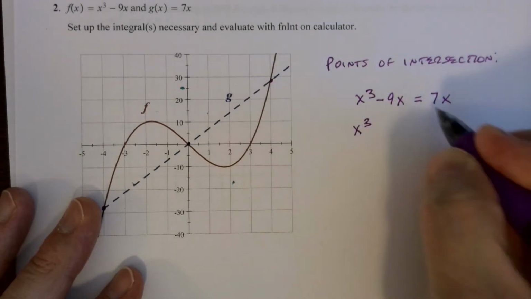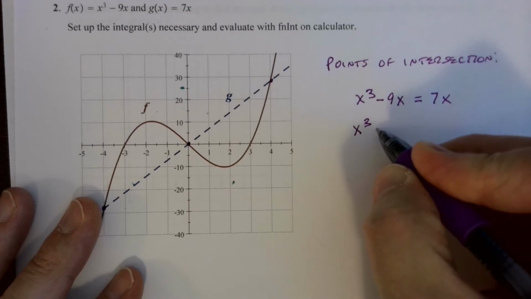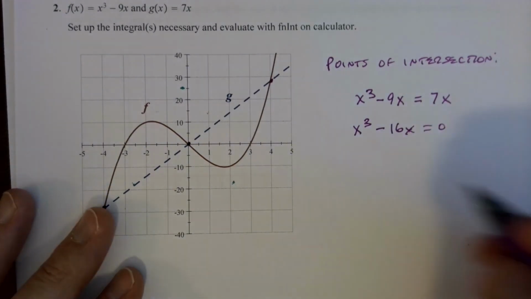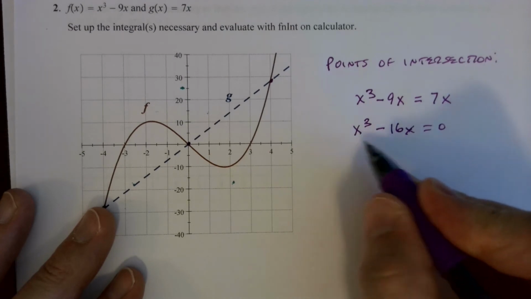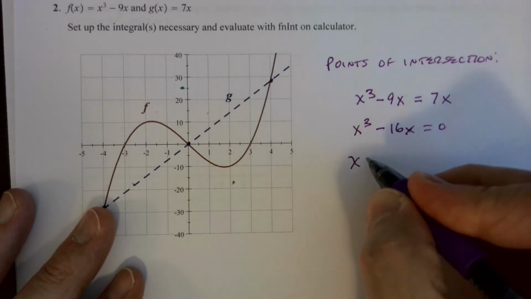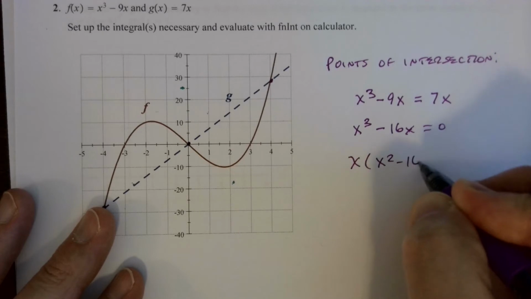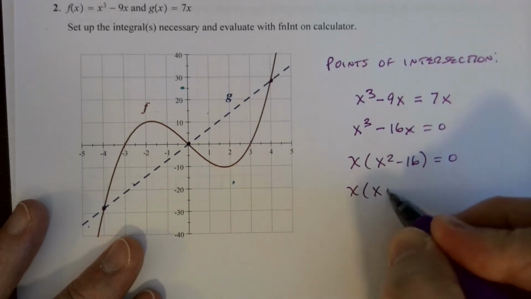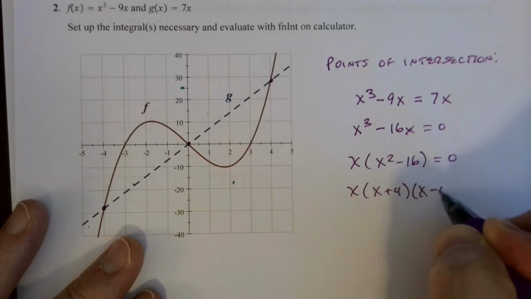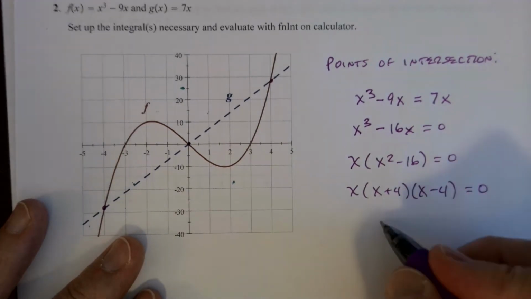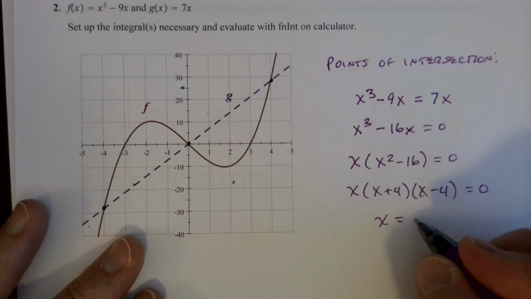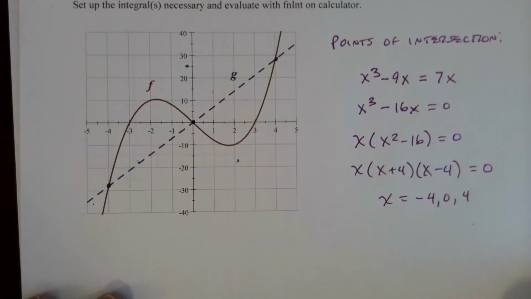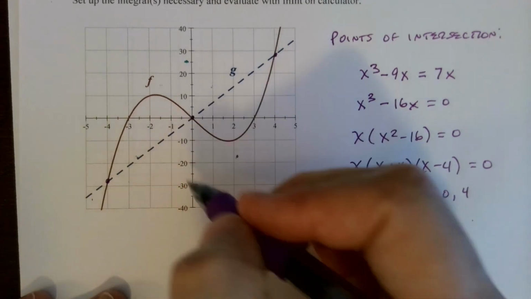x cubed subtract 7x from negative 9x is negative 16x, and then factor. First I factor out the GCF of x, leaving x squared minus 16, and then x squared minus 16 factors as x plus 4 times x minus 4, right? Difference of squares. And so obviously x is going to be negative 4, 0, or positive 4. And you see those points of intersection.